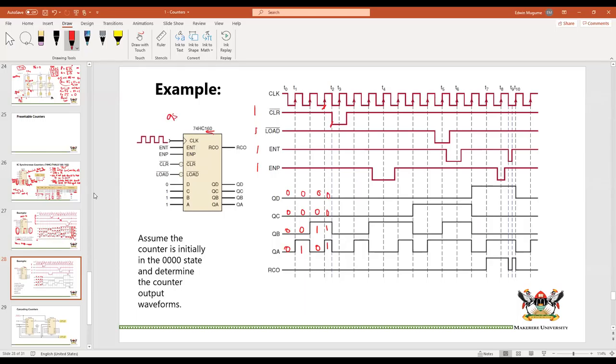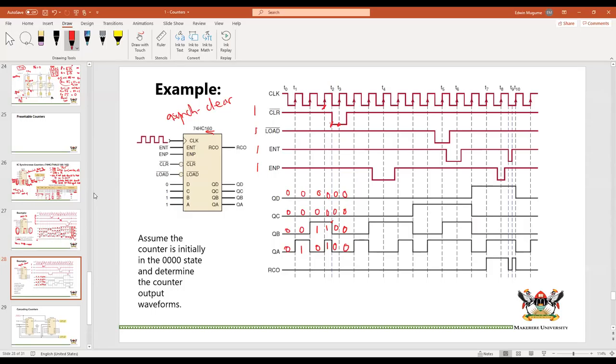Unfortunately, here we get a clear. So we have an asynchronous clear. Asynchronous clear means that the moment you get a clear input, you clear immediately. We are not going to wait for the clock. We are going to clear at this point. And so you can see that at this point it is back to zero. Everything is 0000. When the clock comes in, the clear input is still active, so we are going to remain in the clear state, which is 0000.